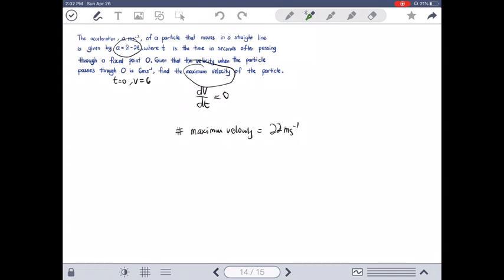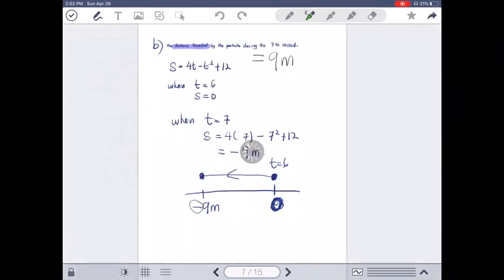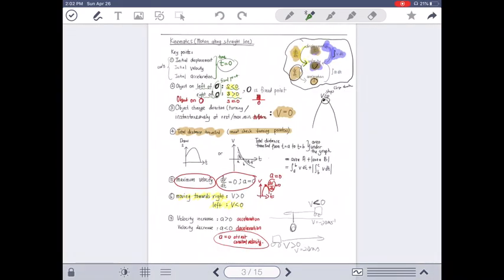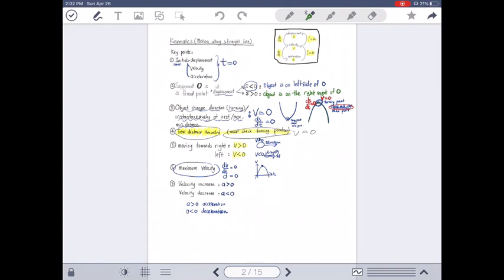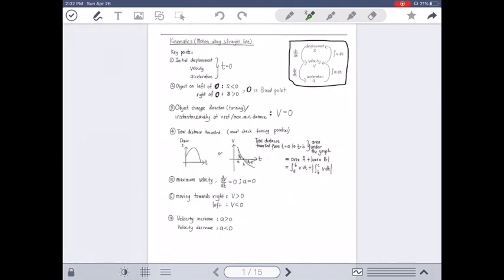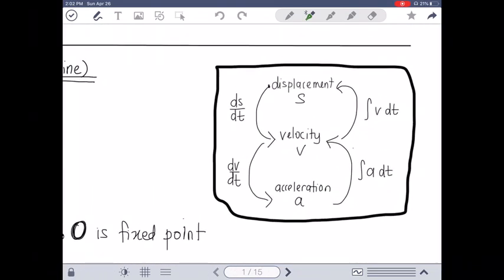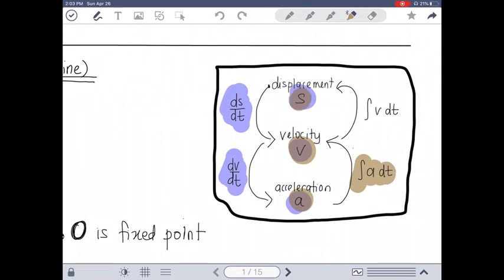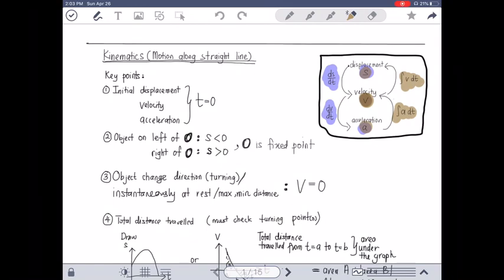Okay, that's the end of our video. But before we stop our lesson for today, I would like to go back to the key points in this chapter. First, if you are given a displacement function, to find the velocity function, you need to differentiate the displacement function. To find a, you need to find dv over dt. If the process is reversed, to find v from a, we need to integrate a. To find s from v, we need to integrate v. Okay, that's the first lesson.